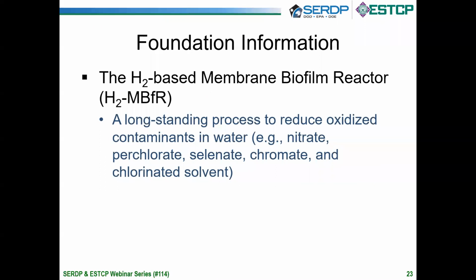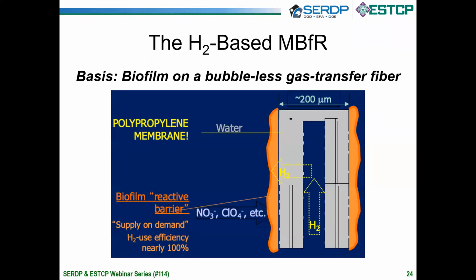So this all began about 20 years ago when we started working on the hydrogen-based membrane biofilm reactor, or MBfR. At the time, nitrate was a big problem for treatment, and then perchlorate burst onto the scene, and the hydrogen-based MBfR works really, really well to remove nitrate and perchlorate. We've subsequently used it for a whole wide range of other oxidized contaminants, including selenite, chromate, and the chlorinated solvents themselves. So here is what it looks like. This is sort of the technical foundation piece.